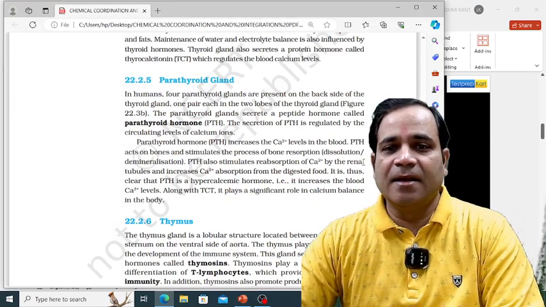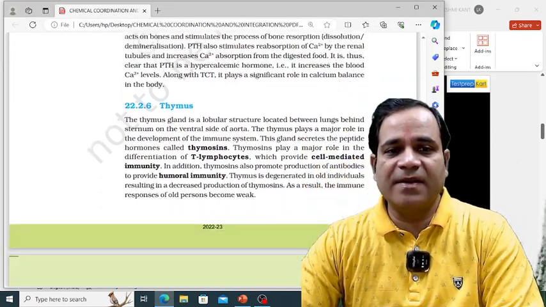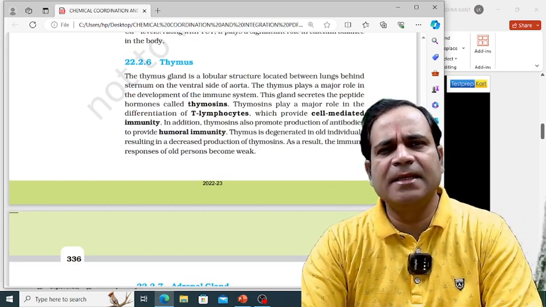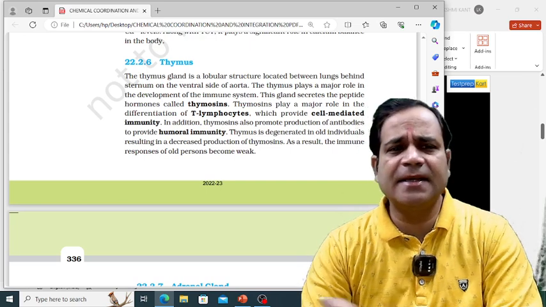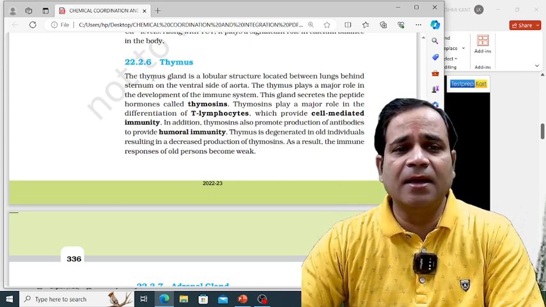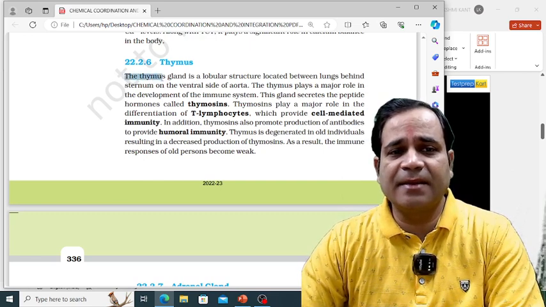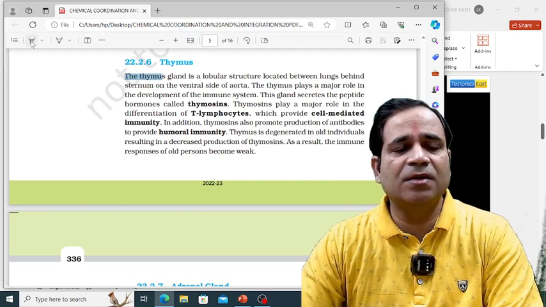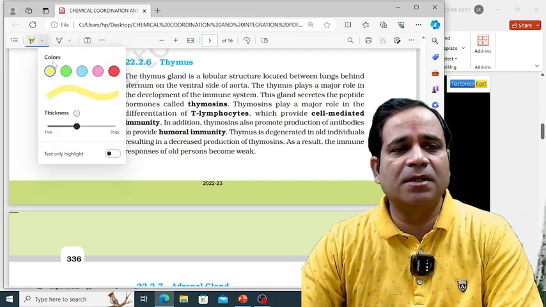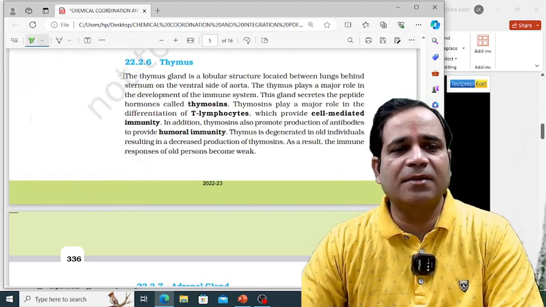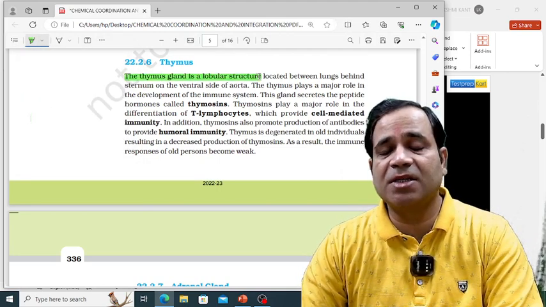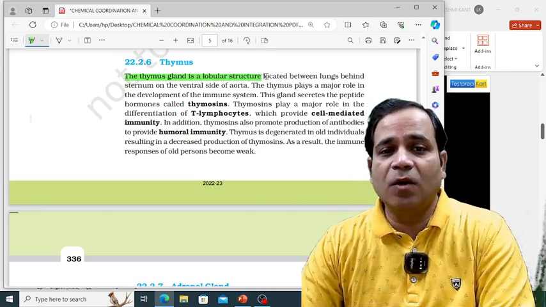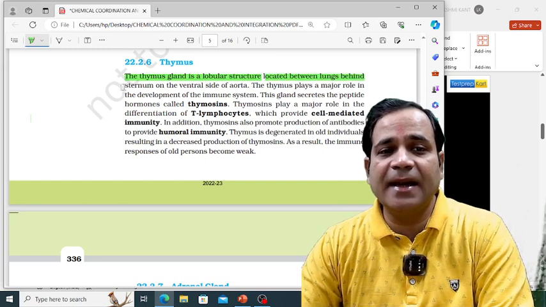Okay, see, the parathyroid gland I also told in the previous class, but here the thymus gland, my dear, is important to understand. Okay, see the thymus gland, my dear. The thymus gland is a lobular structure. What I'm saying, lobular structure, my dear. See this one thing. Wait for a moment. If anybody asks you about the thymus gland, then what do you say? The thymus gland is a lobular structure. You know the meaning of lobular structure? They are found in lobules, my dear. Yes, located between the lungs behind the sternum.